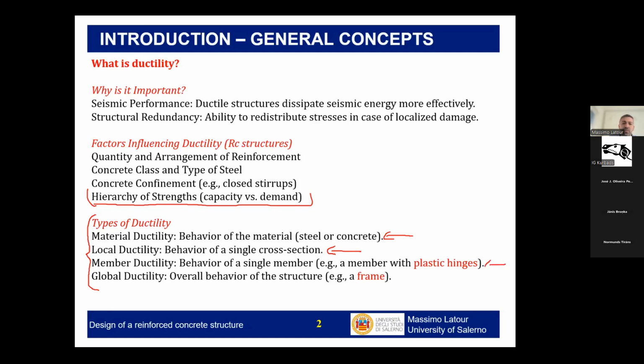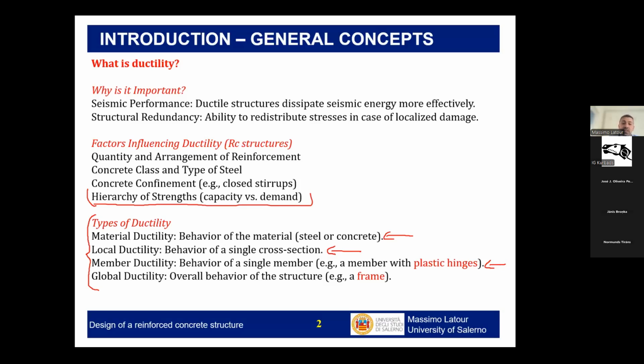Going to the upper level, the ductility will be the ductility of a member, so a beam or a column. To have a ductile member, we must have a member made with a ductile material with a large local ductility in terms of curvature.